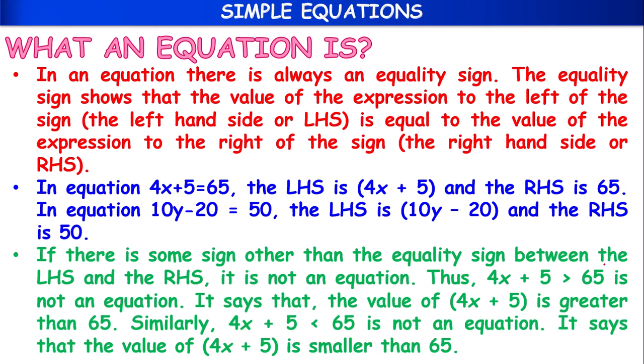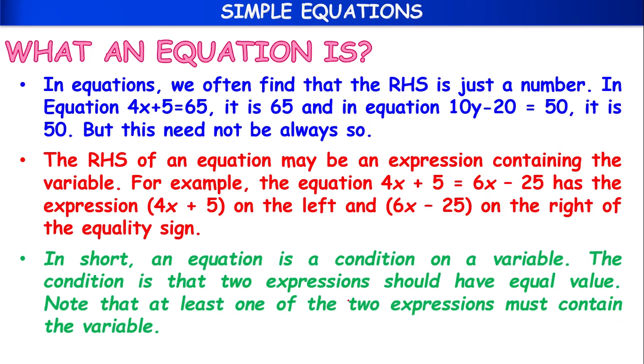So what does the first statement tell? LHS part is greater than RHS. What does the second statement tell? LHS part is less than RHS. So they are not equal. One is greater than the other, or the first one is less than the other. So this is not an example of an equation.